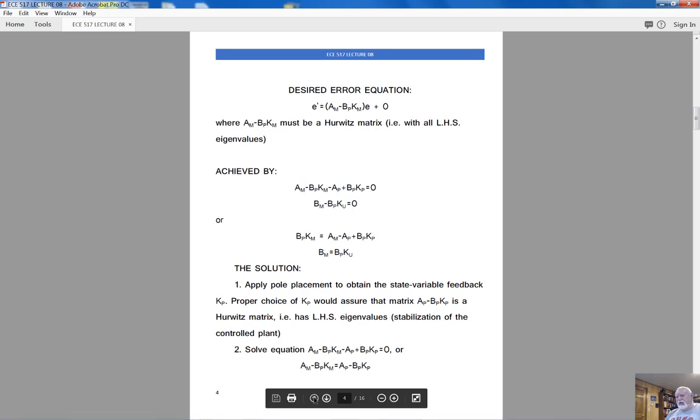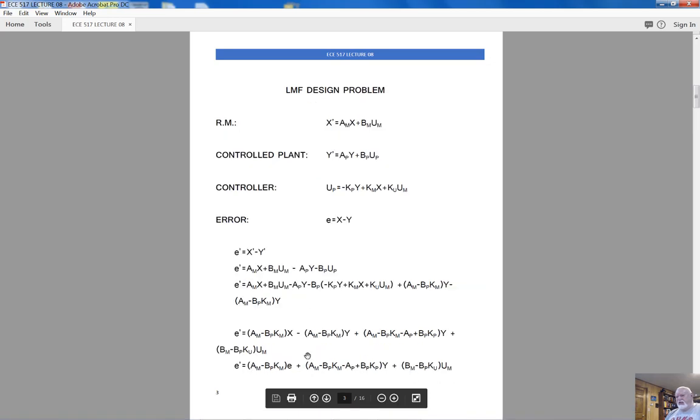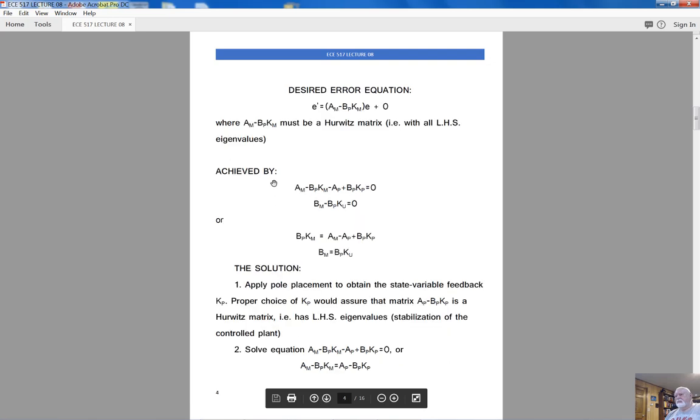Take a look at the previous result. This is expression for the error. Well, I guess if this part of the equation is zero, and if eigenvalues of AM minus BPKM are properly chosen, the error, the difference between the reference model and the control system, will be approaching zero. And this is what we want to happen. So, we have to make sure that these two equalities will be assured. If these equalities will be assured, then what will be left from the derivative of the error will be just this part.